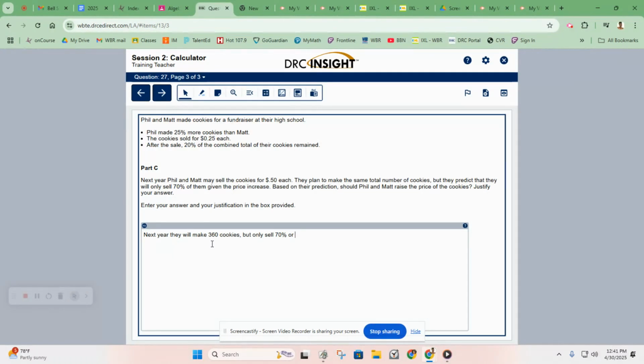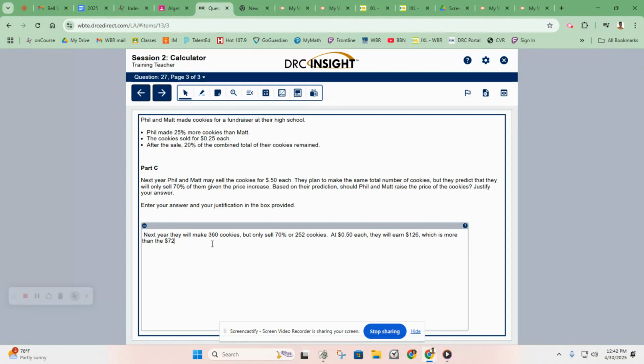So how much is 70%? 360 times 70%, or 0.7, is 252 cookies. At 50 cents each, they will earn 252 times 50 cents. They will earn $126, which is more than the $72.